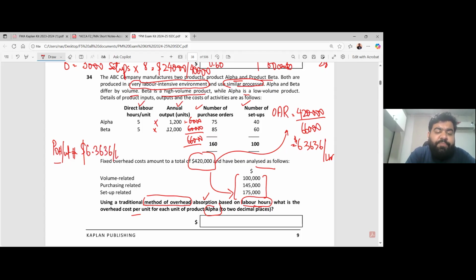You know that the base is 6.3636 per labor hour, and just find out how many labor hours alpha was having, because we need to calculate production overhead per unit for alpha. So how many labor hours per unit, not total. Actually, in total, they have calculated 6,000. We can multiply 6,000 and then divide by 1,200, but no need to do that. Just multiply it by how many hours one unit of alpha is taking. So multiply by 5. It's $31.82.